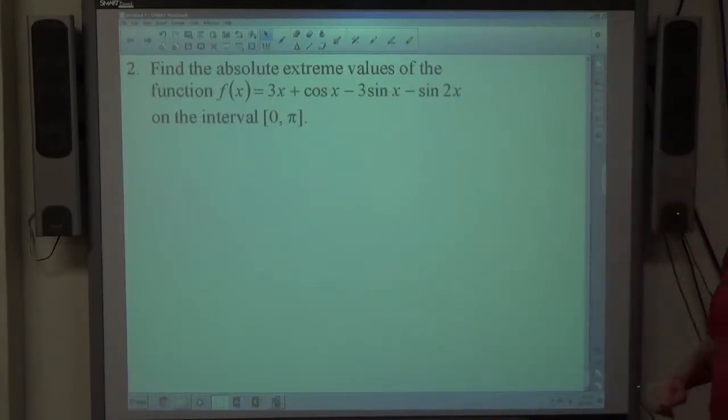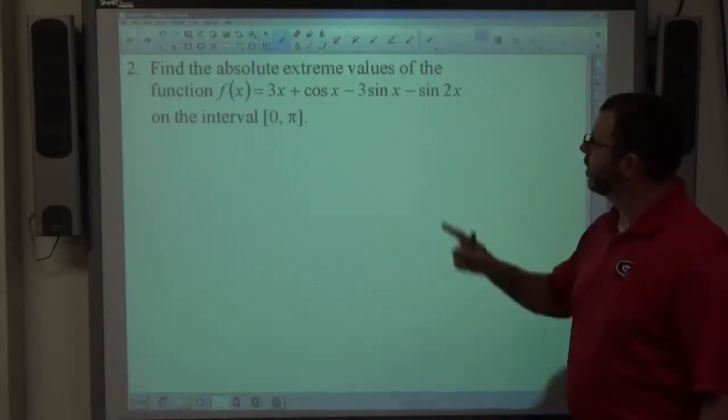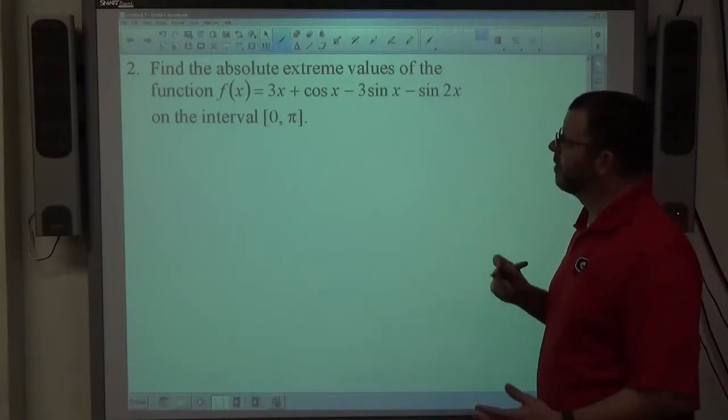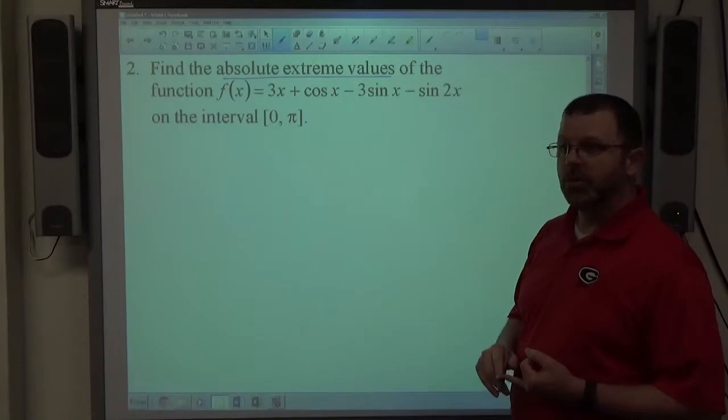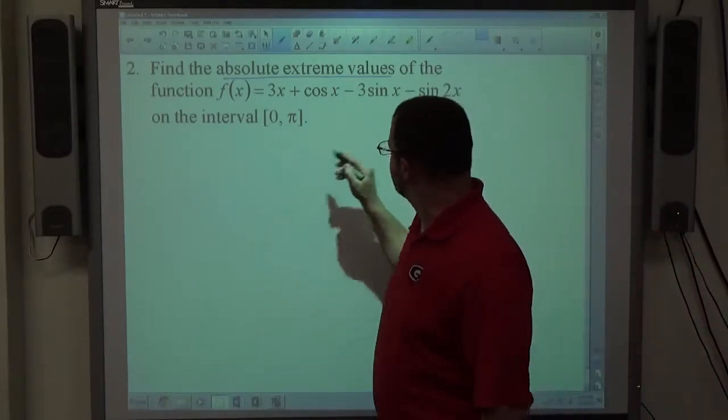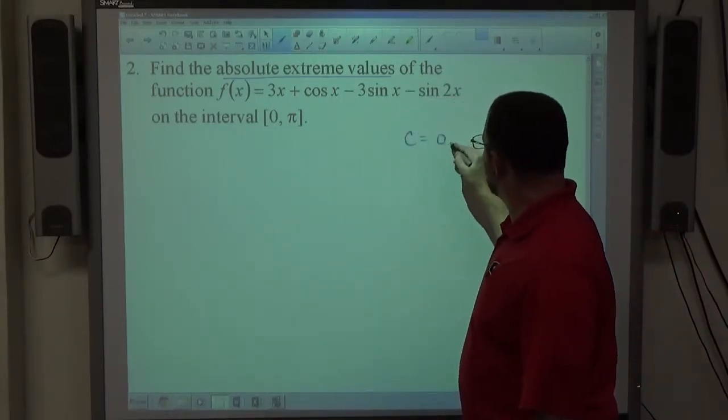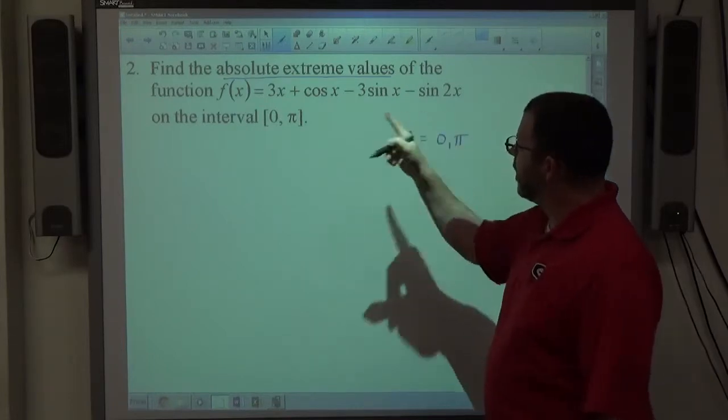Number 2, same deal. This time we have a trig function instead of a polynomial function, but it's the same idea. Absolute extreme values occur at the critical numbers, and critical numbers will be 0 and pi for sure. Beyond that, I have to do the derivative.